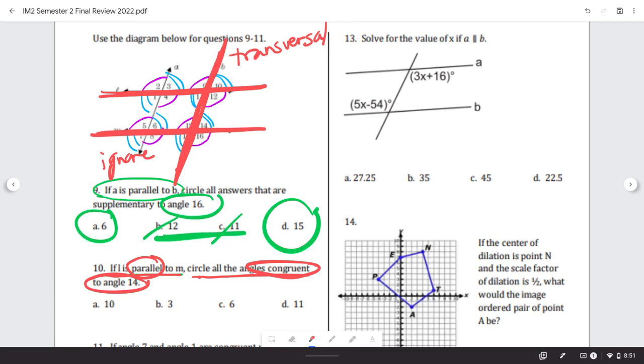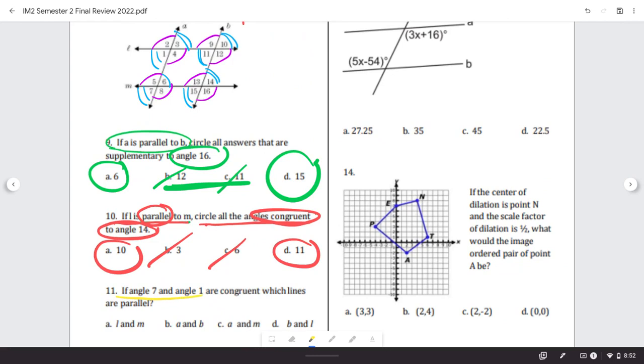So 14 is blue, 15 is blue as well. And we've got 10 and 11 are also blue. So I'm going to circle those. And we are not going to look at 3 or 6 because of the position where 14 is. 14 is right here, which means, again, we're looking at this transversal, the transversal line B, not A. We're going to ignore A for now.